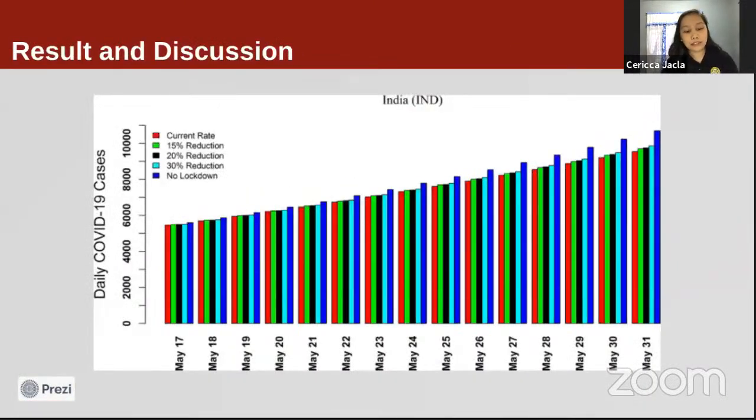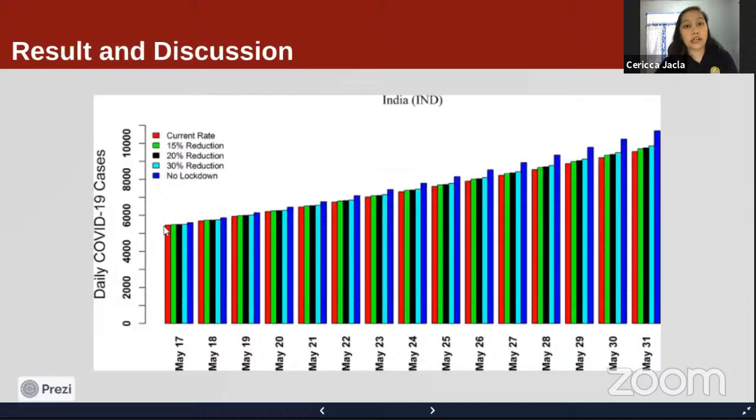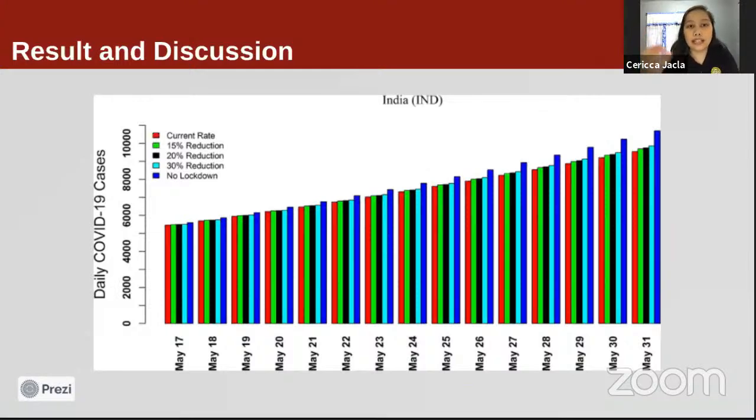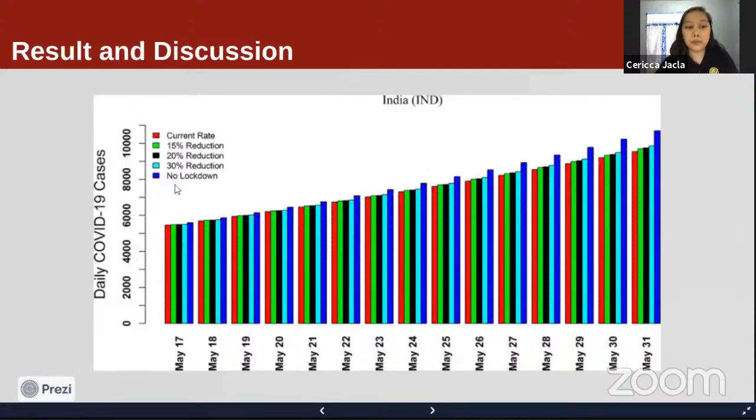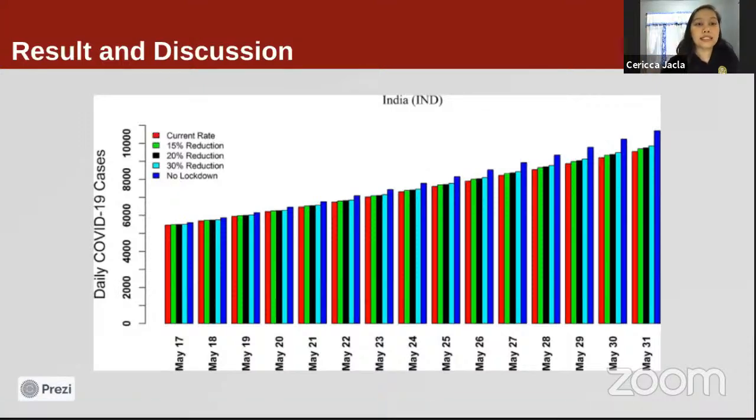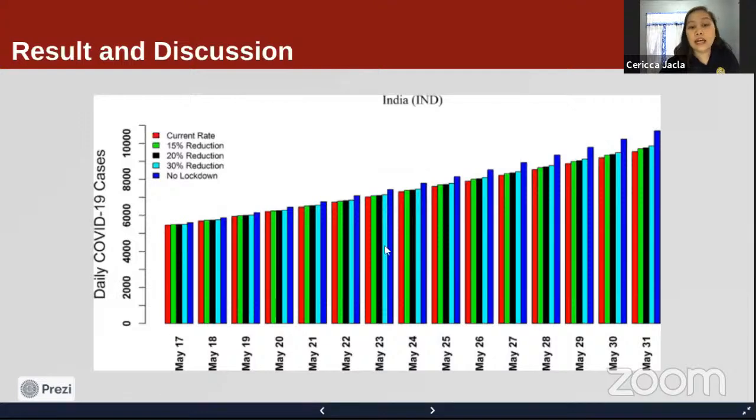In the second result, this is the ensemble model forecast for the daily notified COVID-19 cases in India. At their current rate, they are in lockdown, so the daily reported COVID-19 cases are estimated to still increase. However, if you look at the blue bar, which represents if they stop the lockdown on May 17, the increase is larger than if they continue the lockdown.